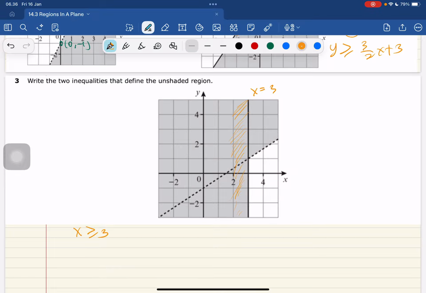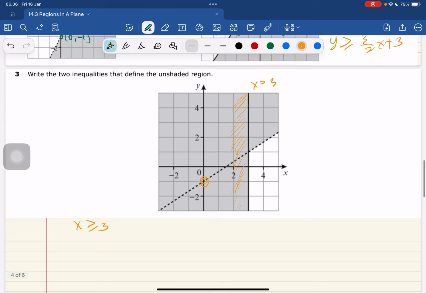Next, the line. The y-intercept is -1. So we can put it into the formula y equal to gradient x plus y-intercept. The y-intercept is -1. So the gradient, let us check. This is (0, -1). Take another point. What point can we take?